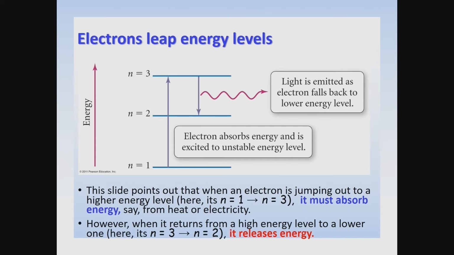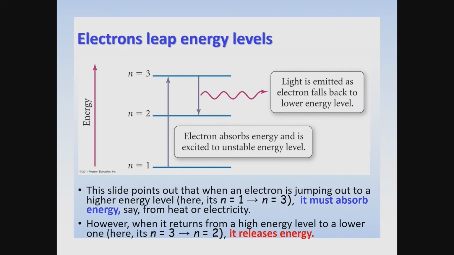But again, once it's in that relatively unstable higher energy level, it's not going to stay there very long. It'll fall back to a lower energy level. And when it does, if the electron goes to a place of lower energy, it has to release that extra energy, and that is what creates the photon of the specific frequency.